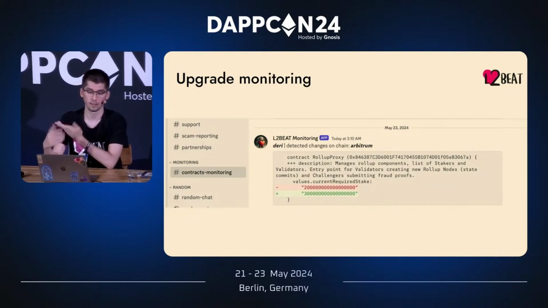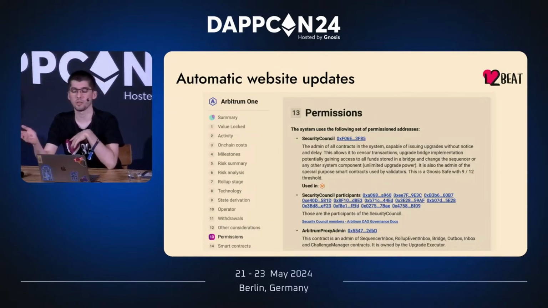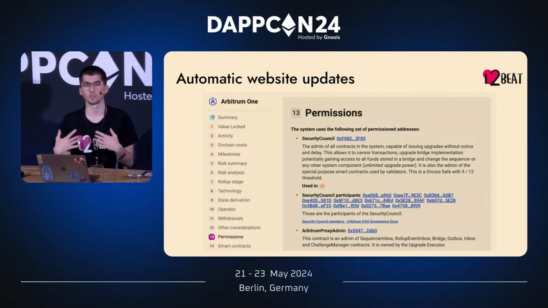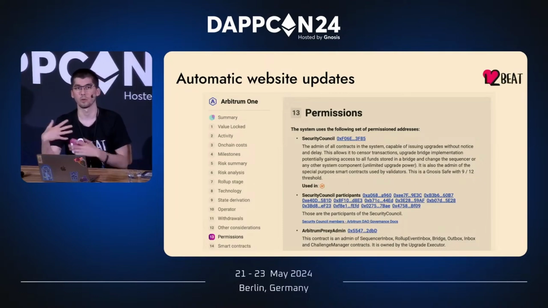And then the next logical thing is we can automatically update our website. So whenever things change, for example, you can see here, this is an excerpt from our webpage for Arbitrum. And you can see the Security Council participants. If someone were to add people there or remove people there, this probably doesn't affect the security of the system. This probably doesn't require a human to go in and write something specific about how the system works now. It's a simple change. So those changes can be automatically reflected in the website.